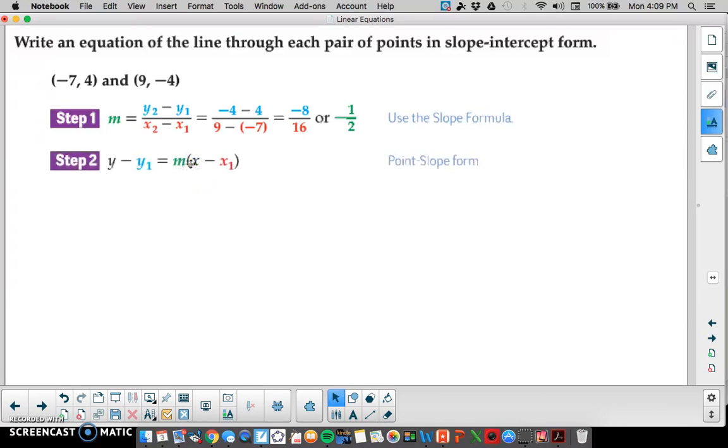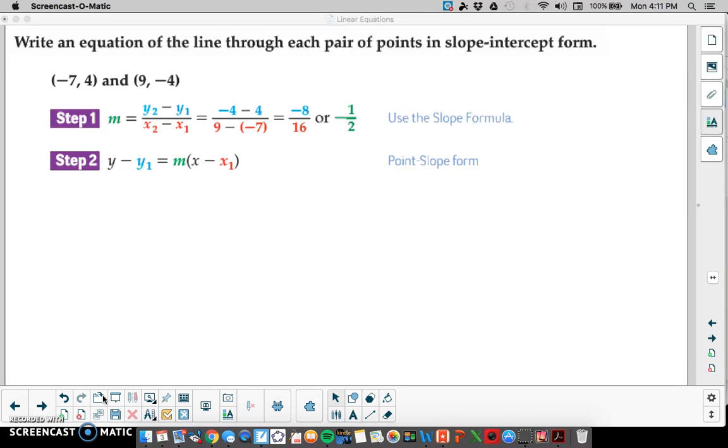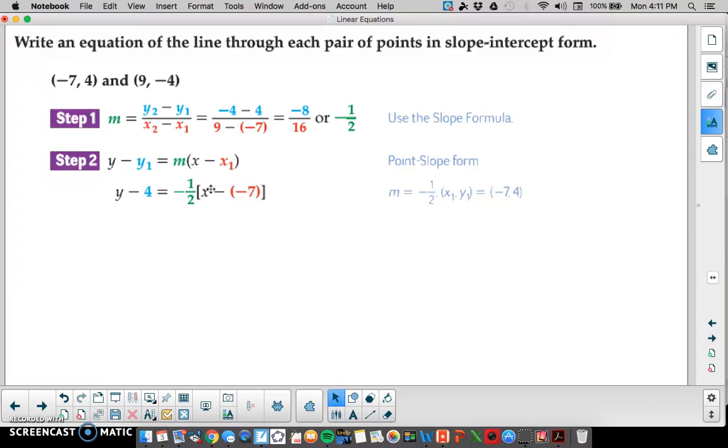Now we're going to use our slope and point to plug into point-slope form. I can plug in m as -1/2, and x1, y1 could be either point. Those are both points on that line, so I get to choose which point I plug in. So I'm going to plug in that very first point. (-7, 4) is x1, y1, and then m is -1/2. Now from here, I'm going to simplify and make that y minus 4 equals -1/2 times (x plus 7).